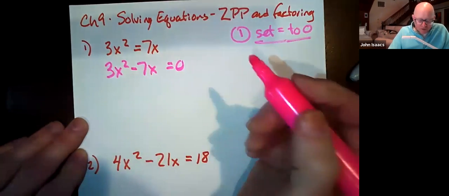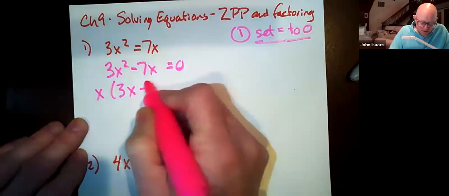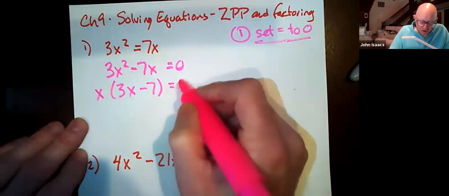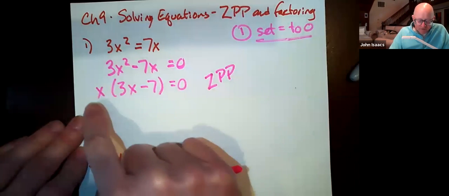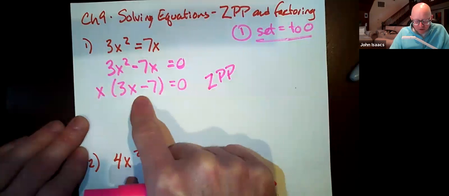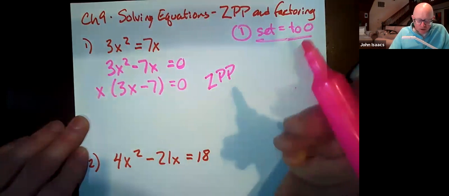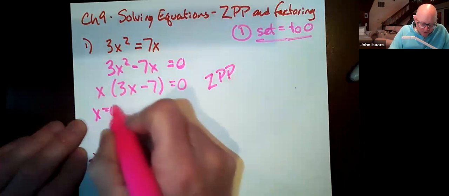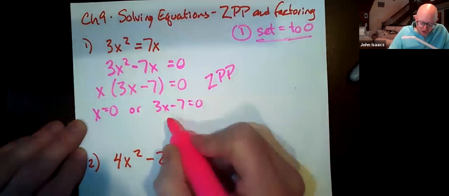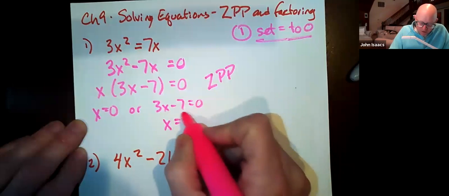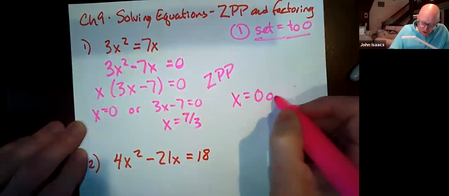So the greatest common factor between these two terms is x. So x times 3x and x times -7 will create our original equation. And now we use zero product property, which says that if this is 0, or if this is 0, then the two things multiplied will be 0. They don't both have to be 0 at the same time. So if we make x equal to 0, or we make 3x minus 7 equal to 0, then we have our solutions. So x, we will move 7 over and divide by 3. So these are our two solutions: x equals 0 or 7/3.